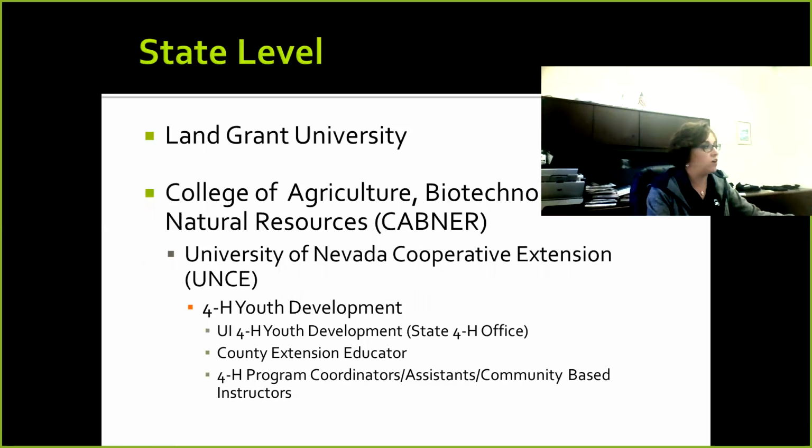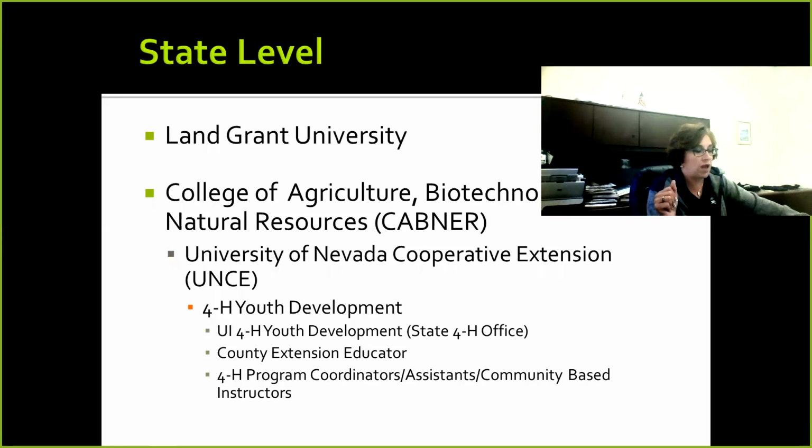At the state level, we do have the land-grant university, and our land-grant university is essentially our state partner. We also work with the state legislature, which is where our funding from the state comes from. Every 2 years we have to go before the state legislature for funding allocations.